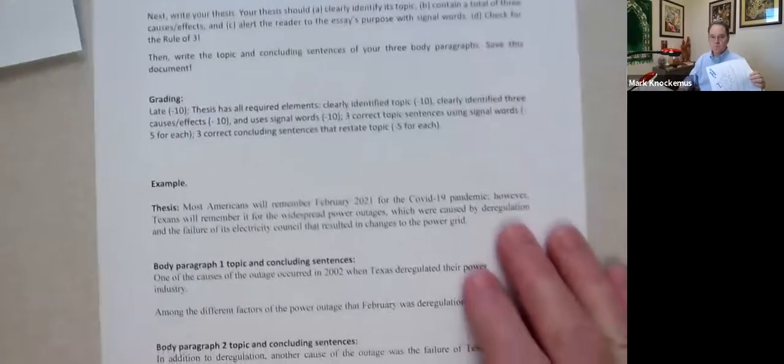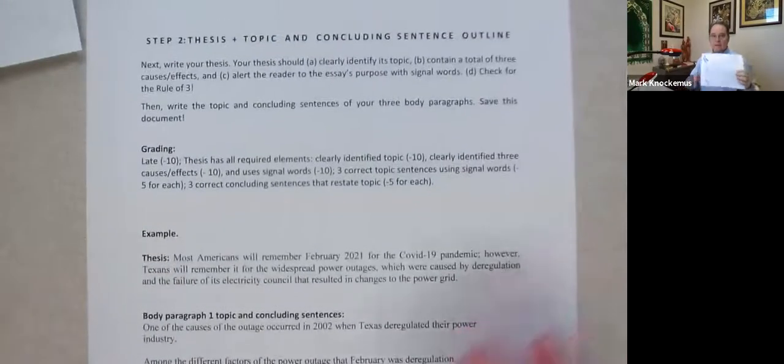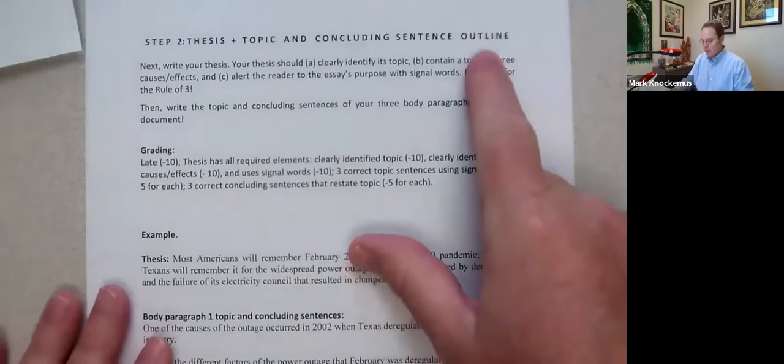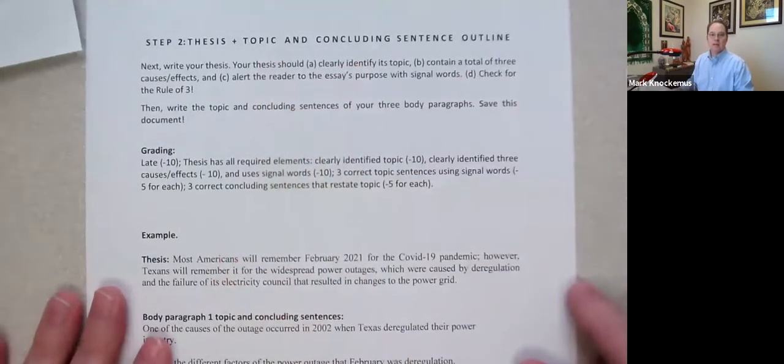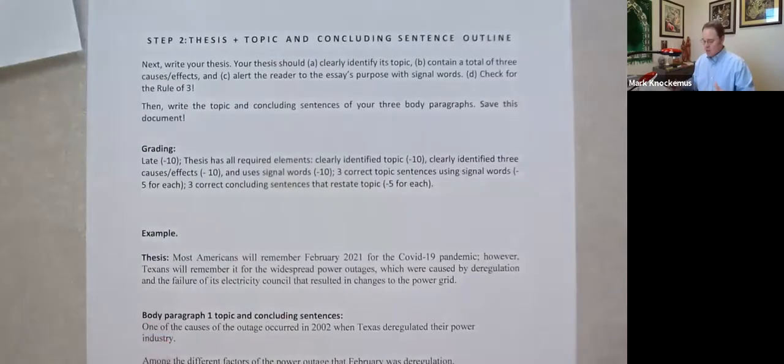Then step 2, go ahead and write your thesis statement. And from that thesis statement, you're going to do an outline with your topic and concluding sentences. A lot of folks say, hey, Mr. K, why do I need to have a thesis statement so early in the writing process?